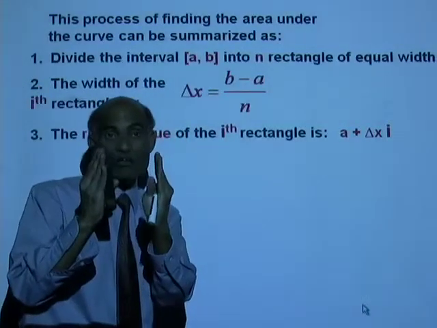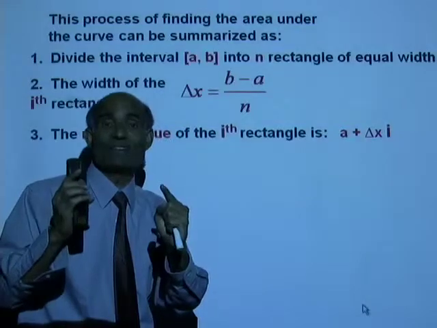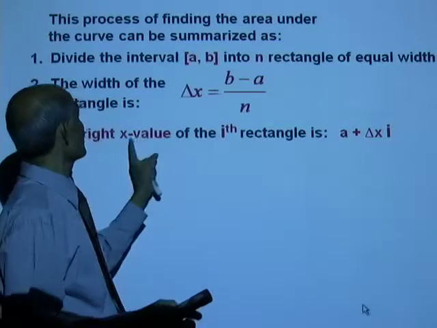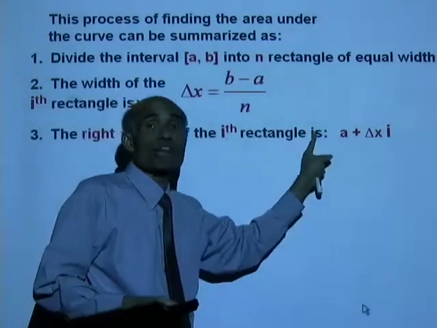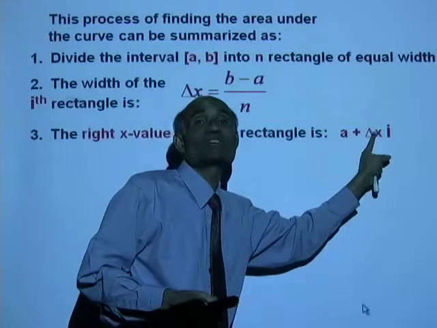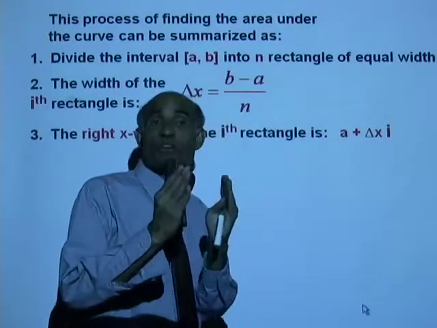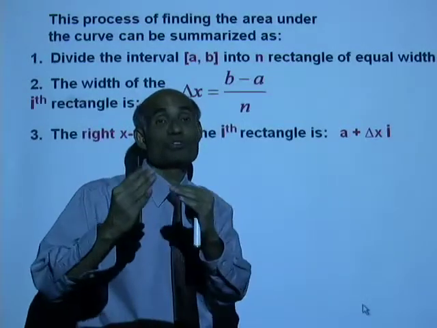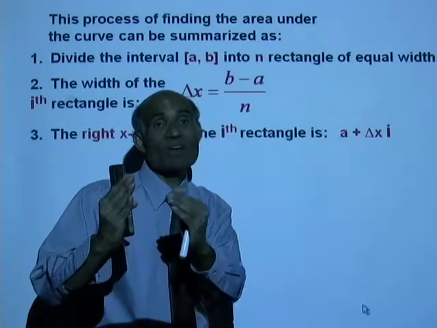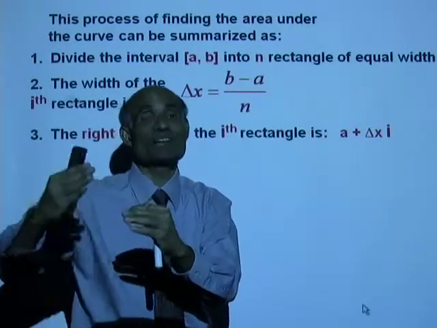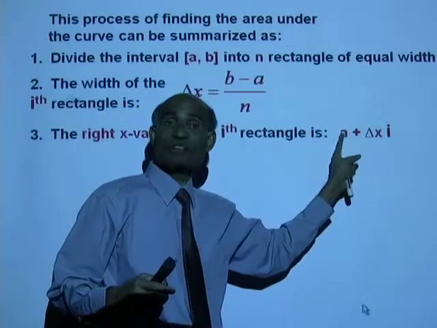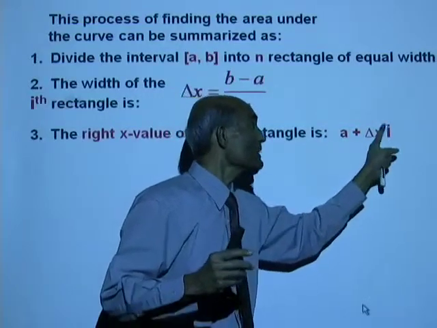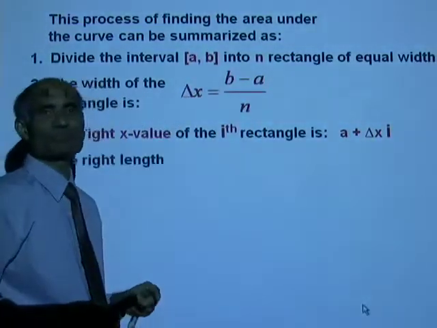For the first rectangle, the left x value will be a, and the right x value will be a plus delta x. So the right x value for the ith rectangle will be a plus i delta x. For the first rectangle, the right x value will be a plus 1 delta x. For the second rectangle, the right x value will be a plus 2 delta x, and so on. For the ith rectangle, the right x value will be a plus i delta x.